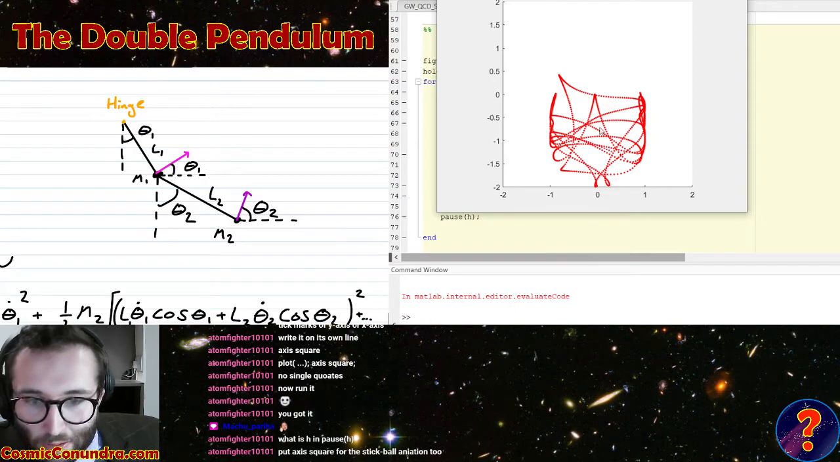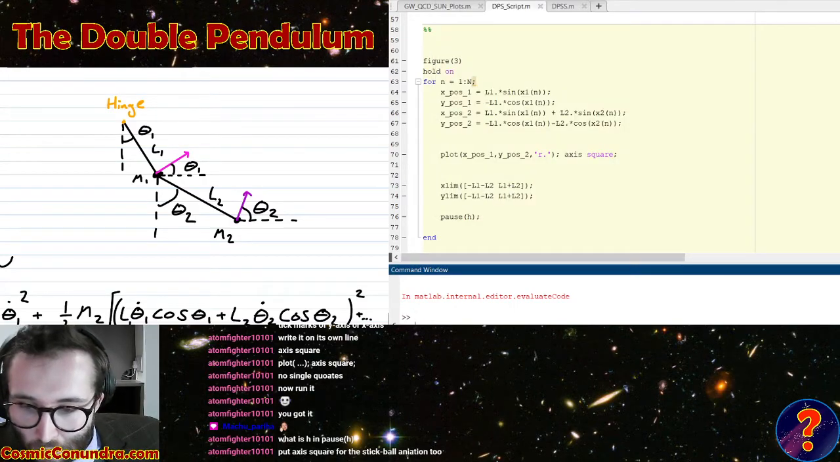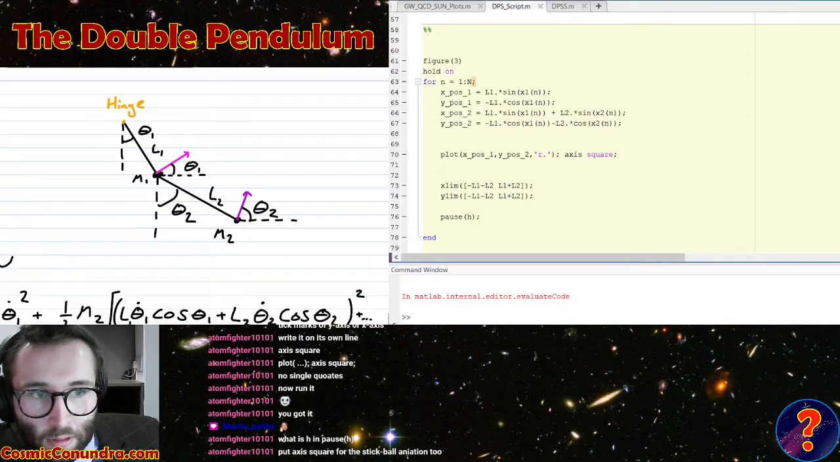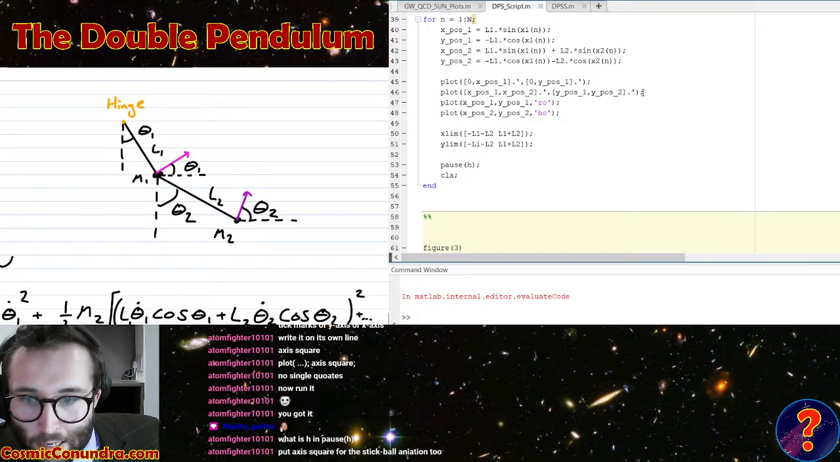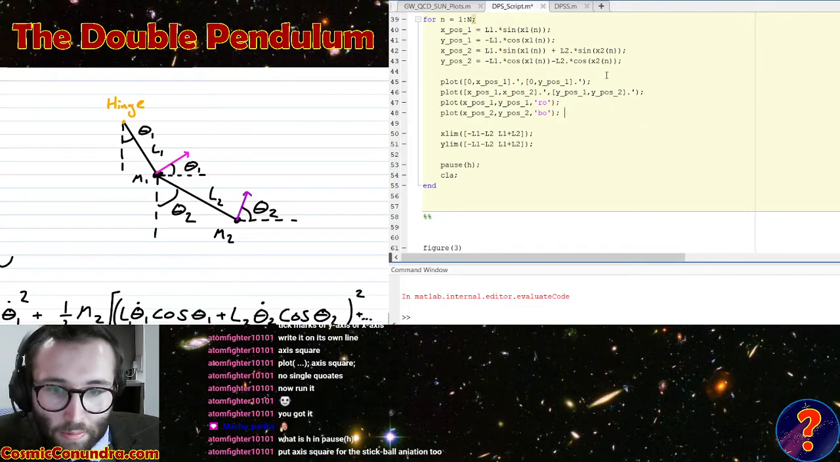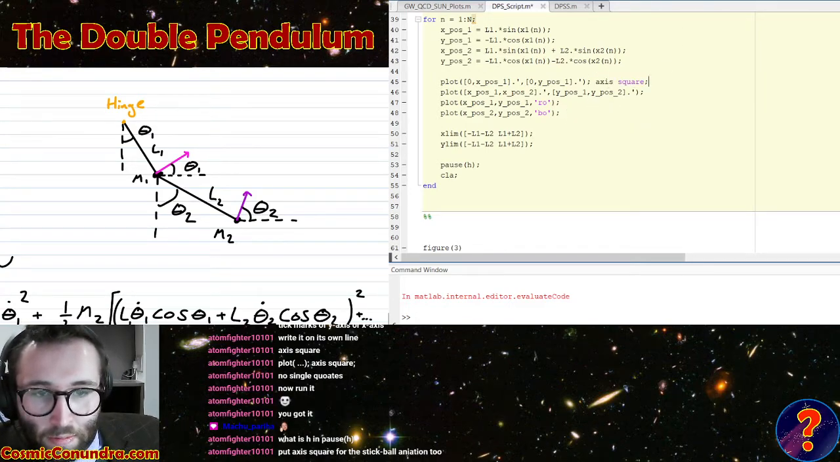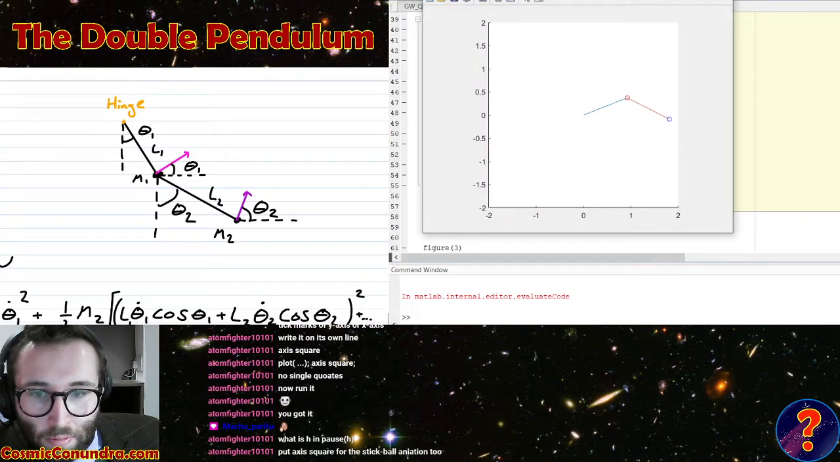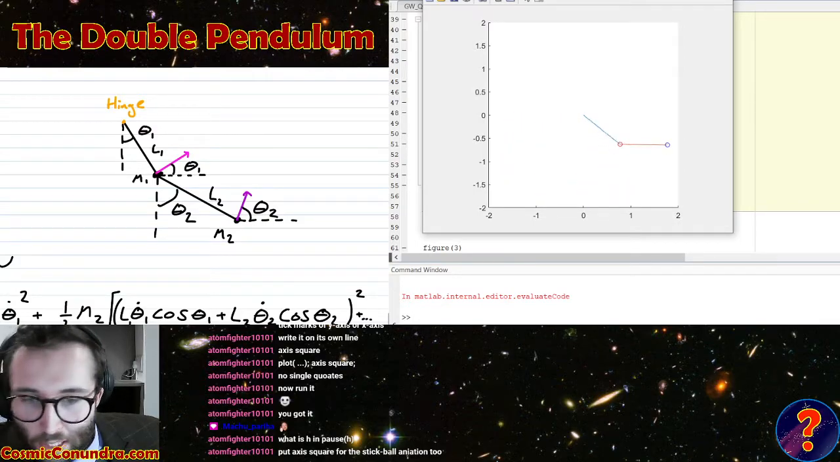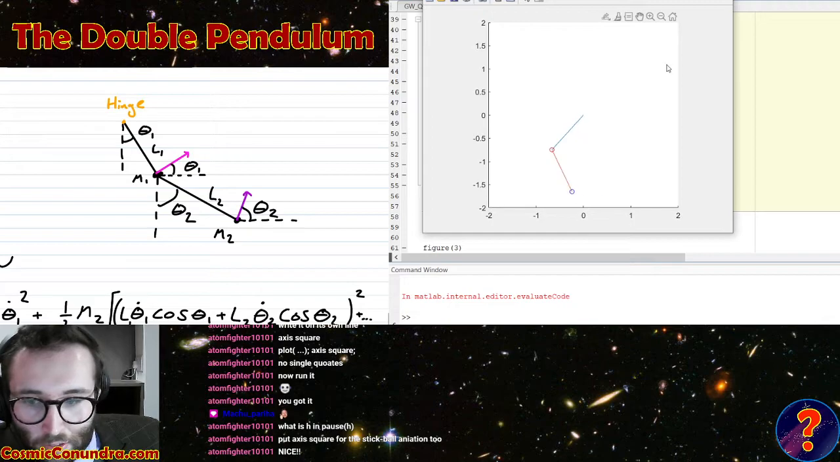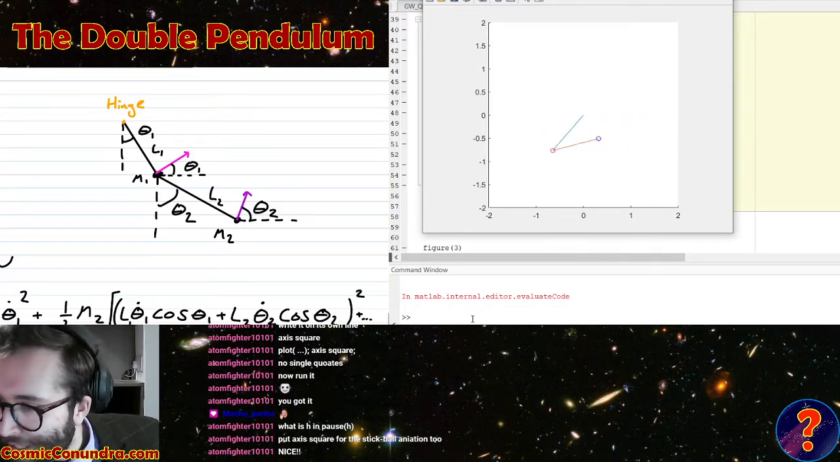Oh yeah, put axis square for the stickball one too. That's a good idea. Yes, thank you. Okay, axis square, and well, I suppose if I just put it on the last one, it should. Well, maybe I put it on the first one. In fact, let's see. There we go. Or maybe I should just put it before the figure. I'm not sure exactly how it does it, but yeah, that's good. Nice. Sweet. Thank you for the tip. That does look a lot more representative. Awesome. I like it. It's quite pretty.